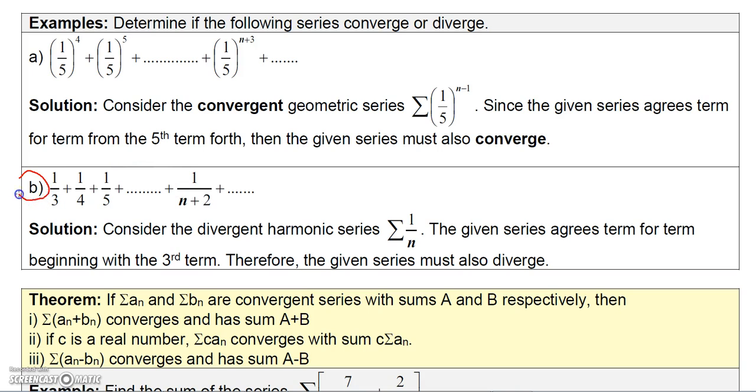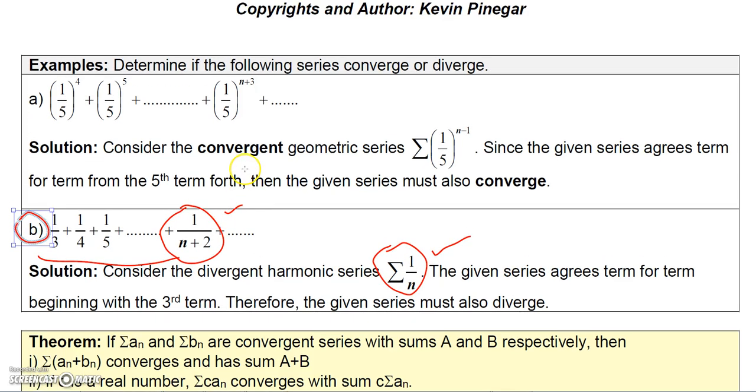Let me do the second one first. It's easier to show. I have this series 1/3 plus 1/4 plus 1/5, and that's really just 1 over n plus 2. But remember the divergent harmonic series? If you start at n equal 3, then you would get 1/3, 1/4, 1/5, and so forth. So since all of these terms will match these terms, then based on the theorem that we just read, both of these series must do the same thing. So since we know the harmonic series diverges, this series must also diverge.